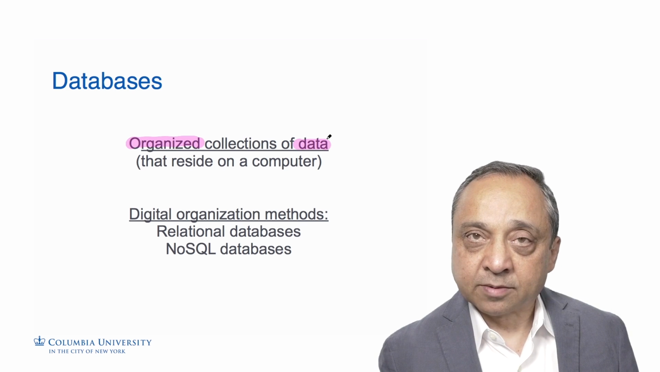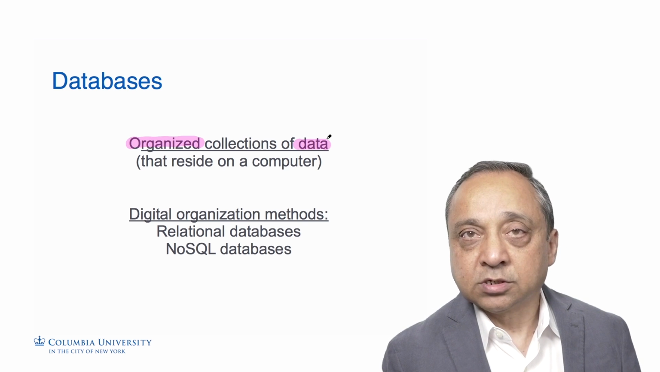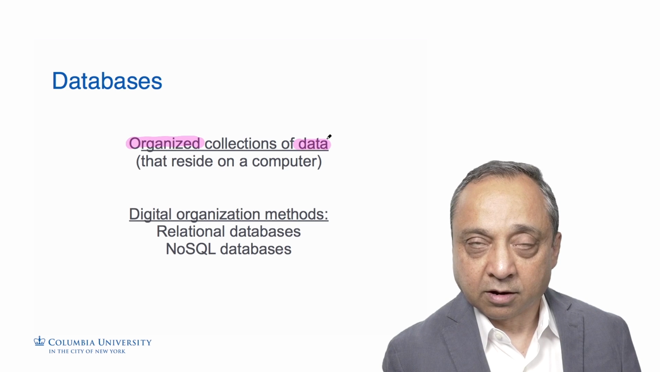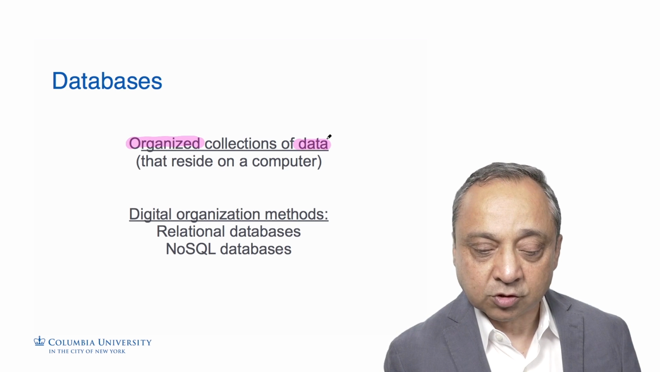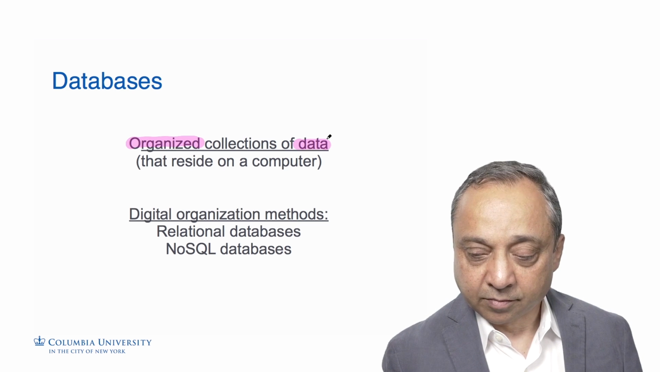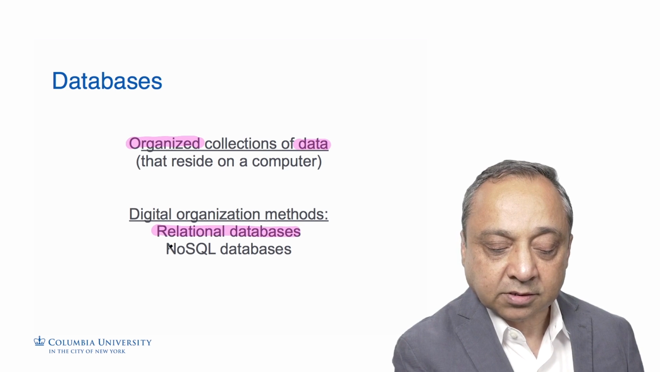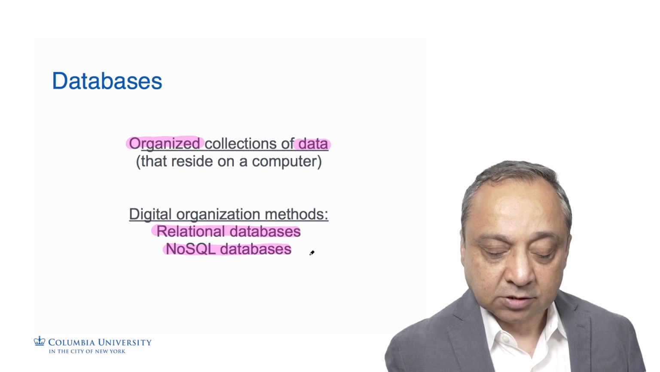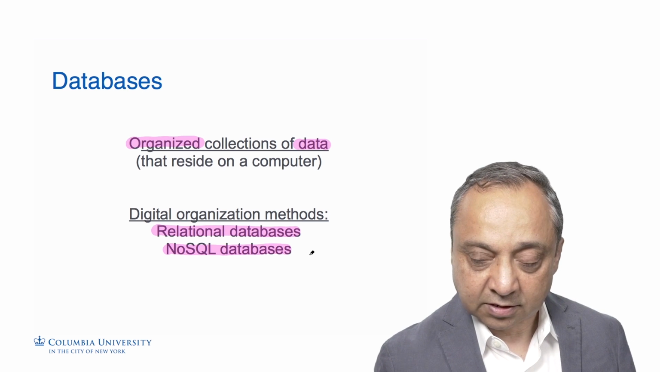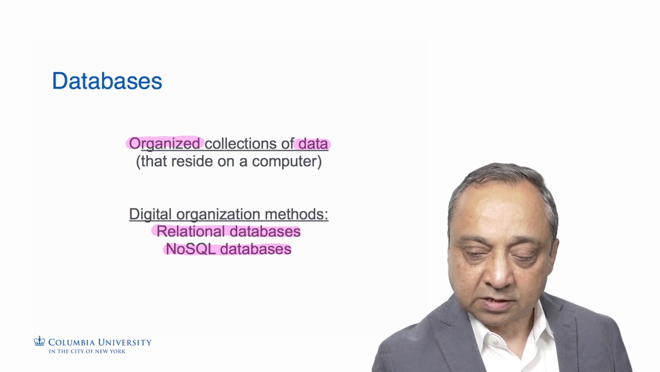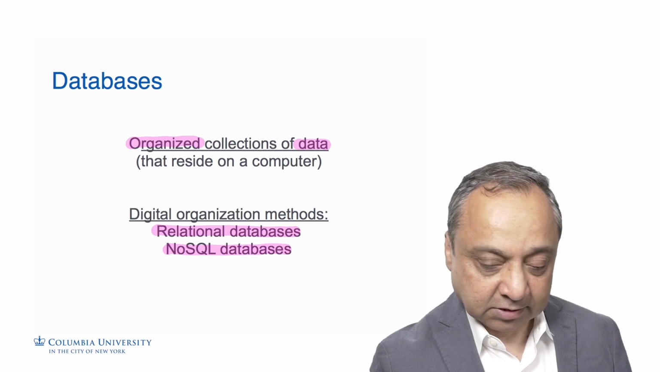There are many databases like this, and typically the two types of databases that we usually end up using in data analytics are either a relational database or something called a NoSQL database. So let's take a look at what these things are. We will in a minute, but these are the two basic forms of databases that we want to consider.